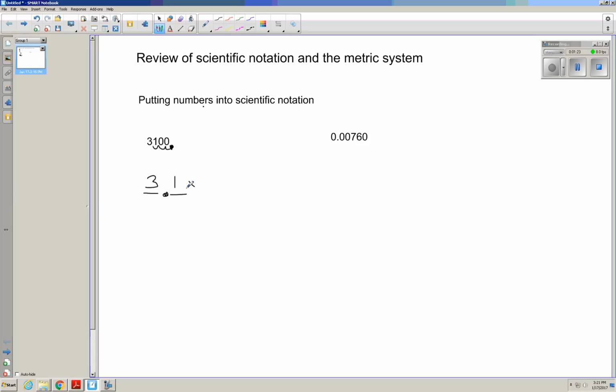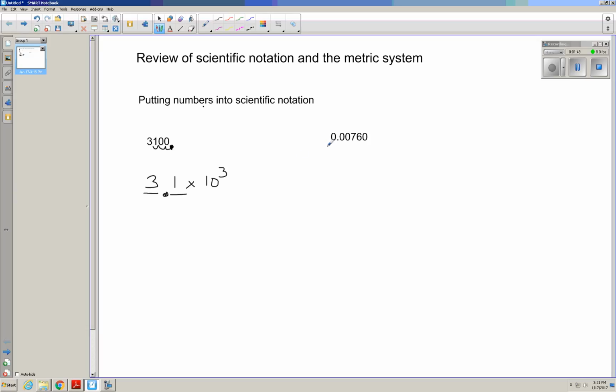Now I've got to put in the times and the 10, but how many places? A lot of people look at this and say, oh, there's two zeros, so it has to be times 10 to the 2. But did I really just move the decimal place 2 places? No, I actually moved it 3 places. Starting from here, 1, 2, 3 places. So the exponent in my scientific notation is actually 3.1 times 10 to the 3.